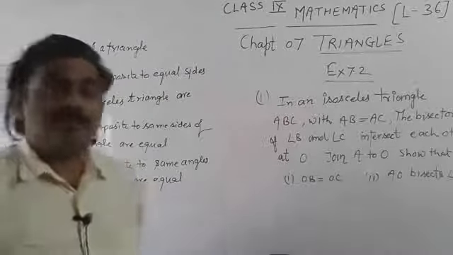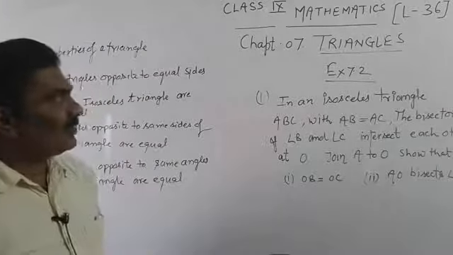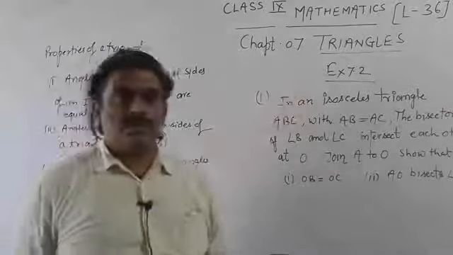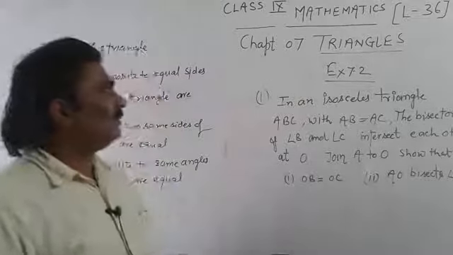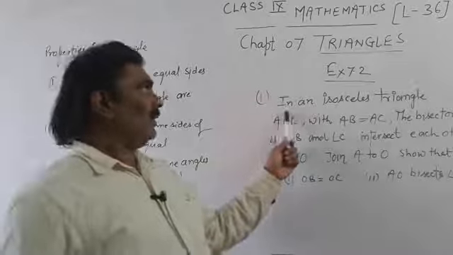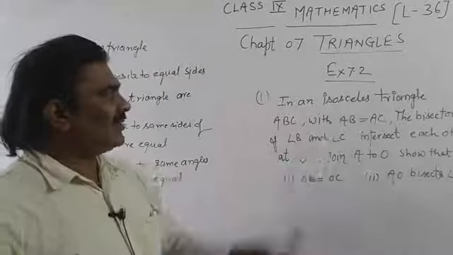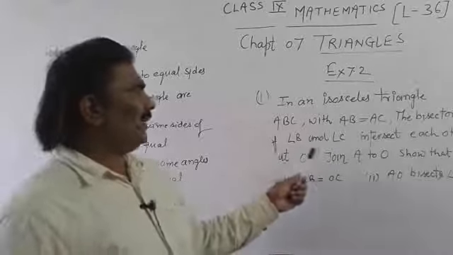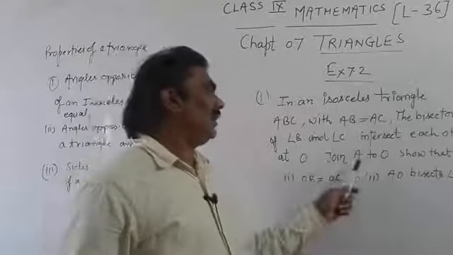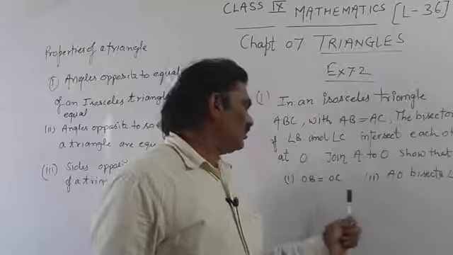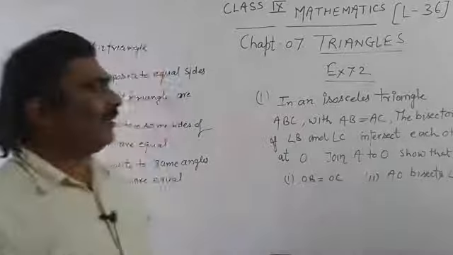And in this lecture number 36, we will solve questions from 7.2. The first question is there. Question is, students, in an isosceles triangle ABC with AB equal to AC, the bisectors of angle B and C intersect each other at O. Join A to O so that OB is equal to OC and AO bisects angle A.